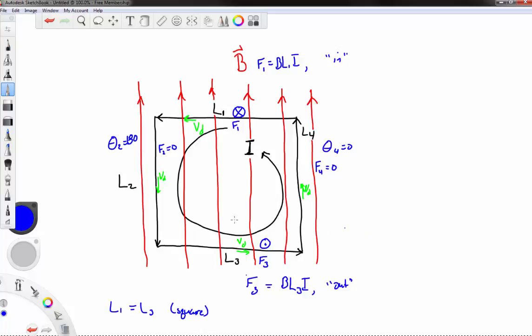So if we add all four of these forces together, the sum of forces is going to basically be, we'll take out to be positive, we'll take in to be negative. So this would basically give us negative B L1 I plus 0 plus B L3 I plus 0. And since L1 and L3 are equal, that means that this and this cancel, and so the sum of forces in this case would be 0.